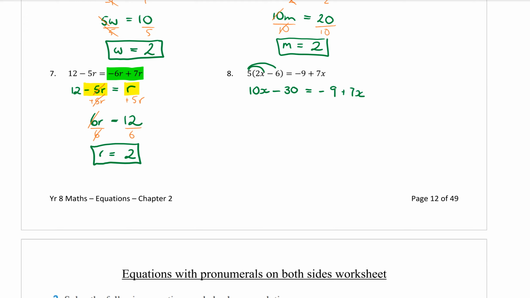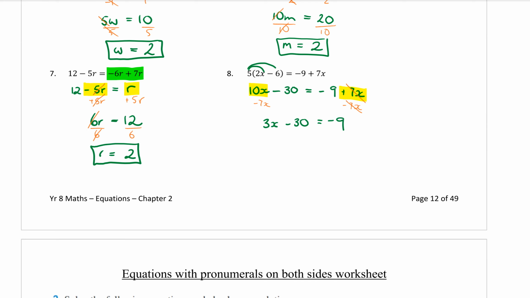Now we can see that we have x's on both sides of that equation. We have 10x and we have 7x. 7x is smaller, so to do the opposite, I will subtract 7x. Gets rid of that. 10 take away 7x is 3x. Take away 30 is equal to negative 9.